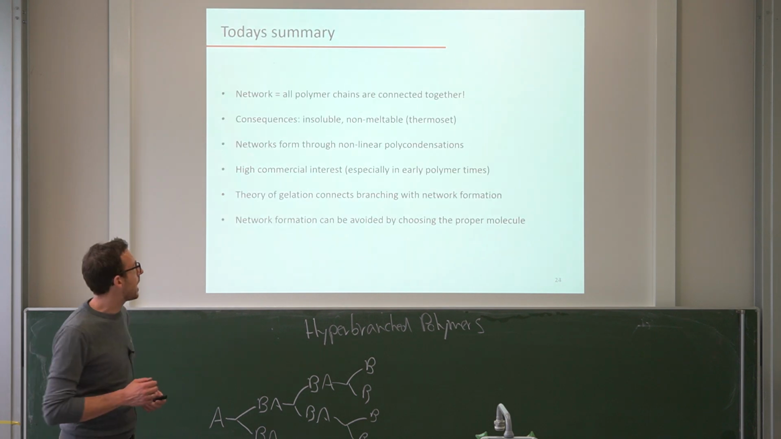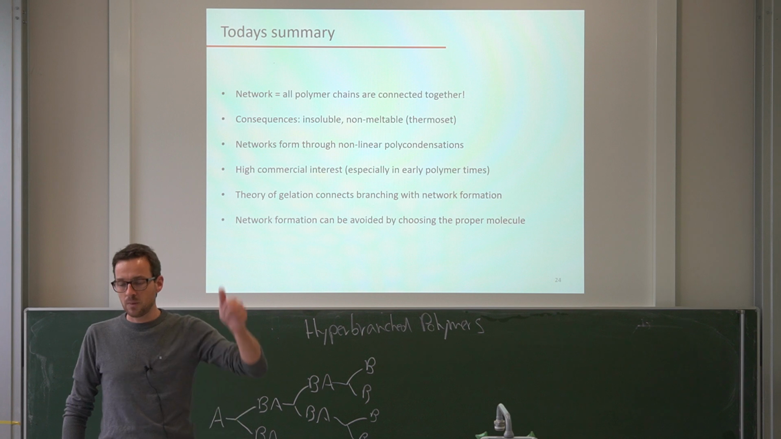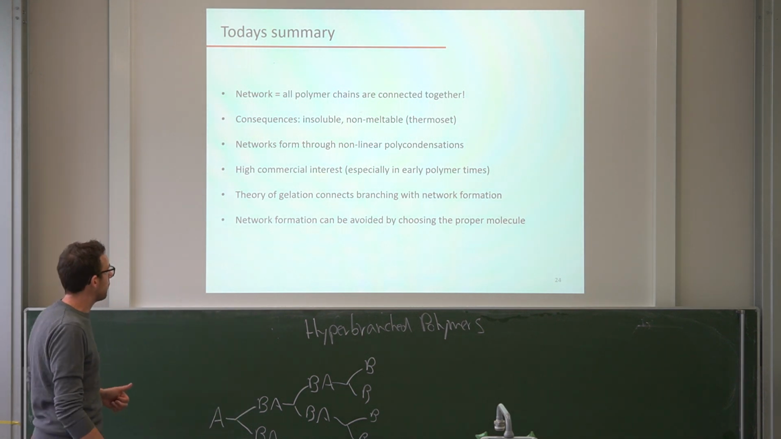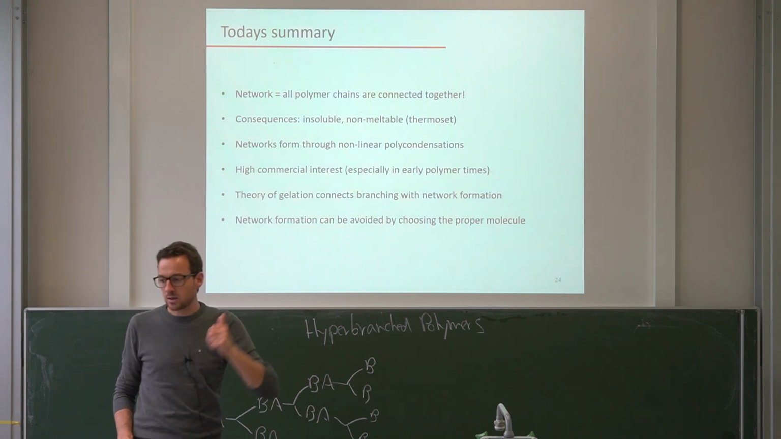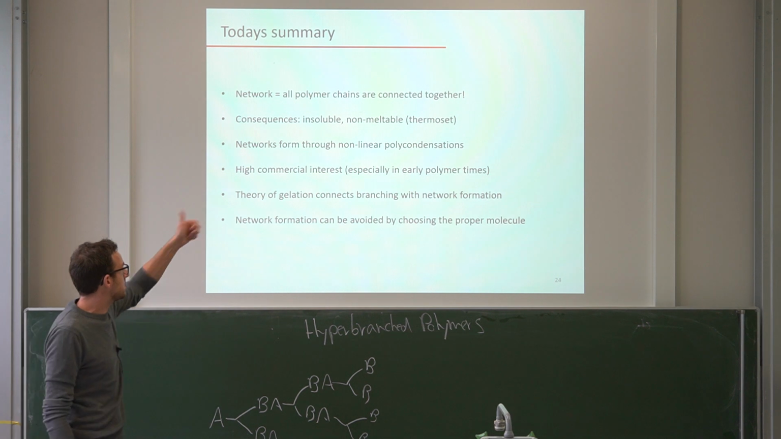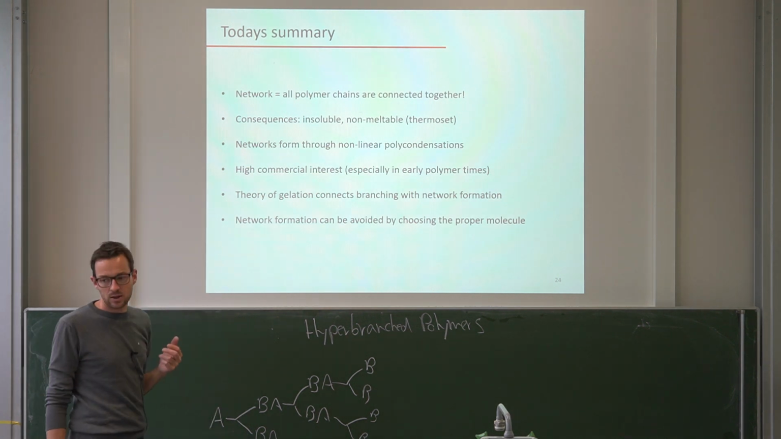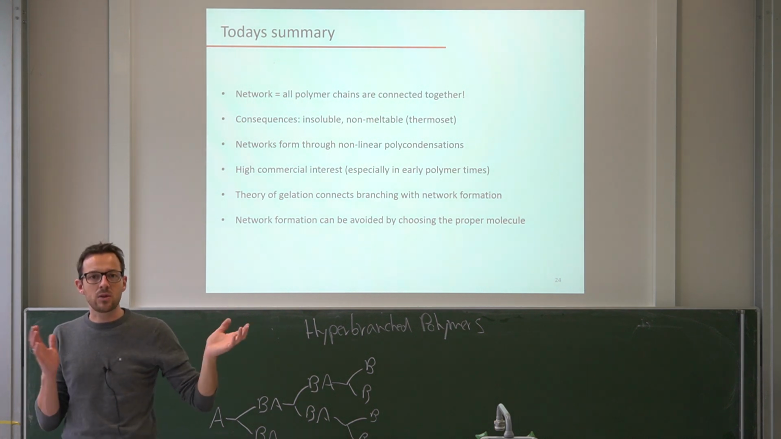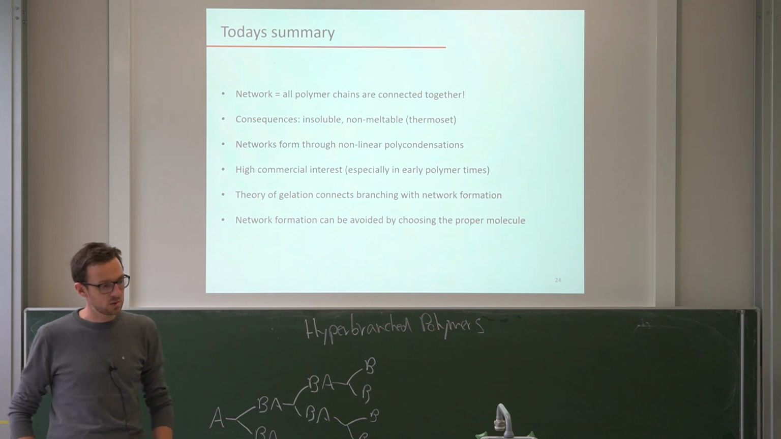Okay, with this, I'm at the end of today's lecture. And let me briefly summarize what we learned. First of all, we call a network a polymeric material where the polymer chains are connected together. And as a consequence, the material becomes insoluble, non-meltable, and we typically call this a thermoset. We also saw that we can tailor the properties by changing the density of the functional groups.